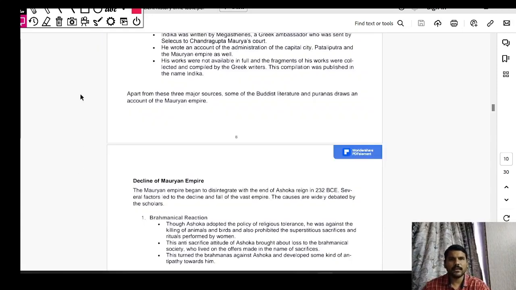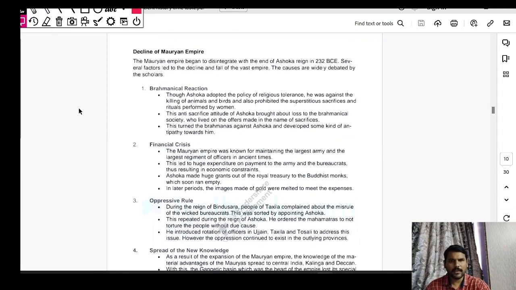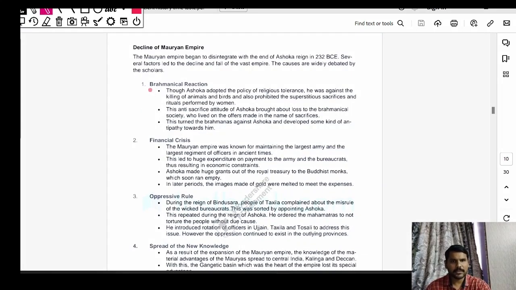So we have already seen the Mauryan Empire: Chandragupta Maurya founded it, followed by Bindusara, Ashoka, etc. So how did the decline take place? If you look at the decline, the major reasons are, first, Brahmanical reaction. Ashoka adopted Buddhism, Jainism, etc. And even though there was religious tolerance, he was against the practice of killing animals, birds, etc., and prohibited superstitious sacrifice. So basically, it was against the Brahmanical Vedic religion, and so the Brahmin community was against him. They always held key positions, and when you go against the Brahmanical community, obviously there is going to be some backlash, especially for a king. And second, financial crisis, because there is no conquest by war.